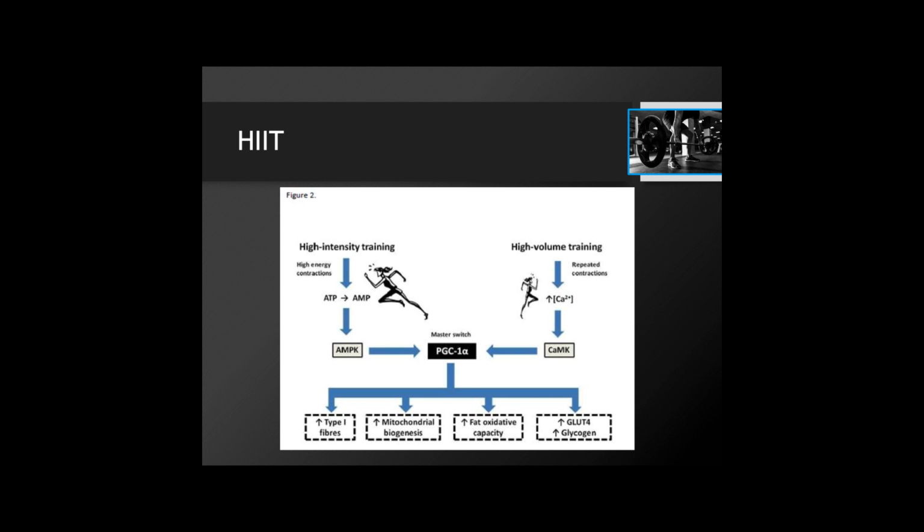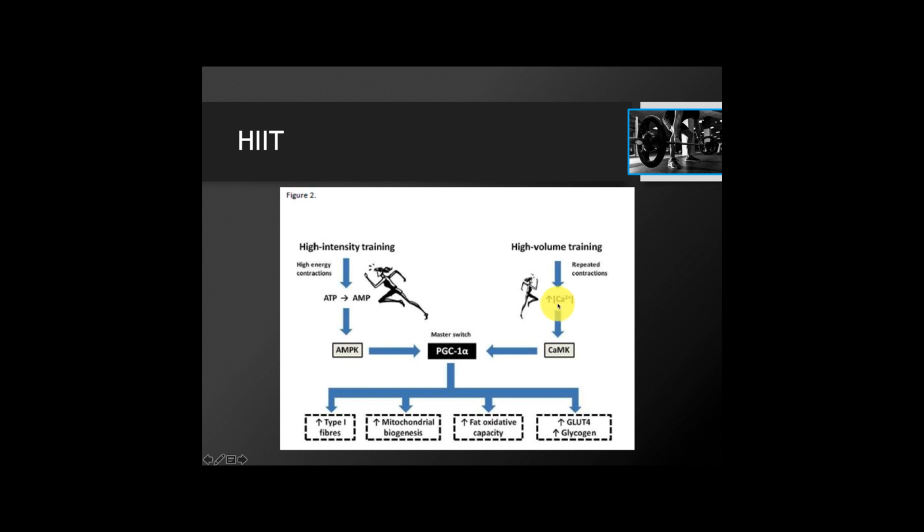Now, high volume training does a very similar thing. And I told you, calcium acts as a signal in the cell. It's a secondary messenger, okay? So it will tell the cell to alter itself depending on the pattern of calcium release and calcium uptake into the sarcoplasmic reticulum. Now, when we do repetitive contractions that are not intense, then we can get these same adaptations, but it's done through calcium.